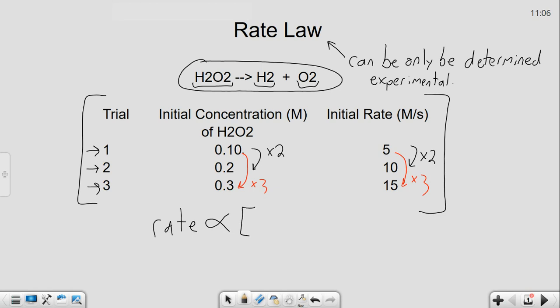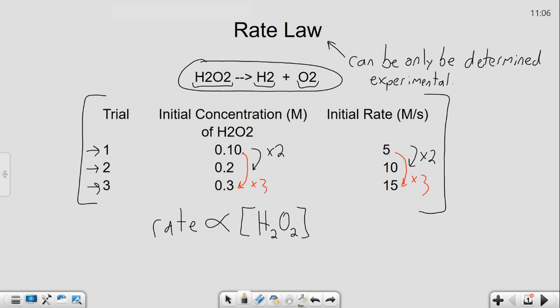So our rate is proportional to the concentration of hydrogen peroxide. That little alpha symbol there, that means proportional to. They go up together. If I double one, the other doubles. So in this case, with hydrogen peroxide, it's an exact proportion. We call this first order.